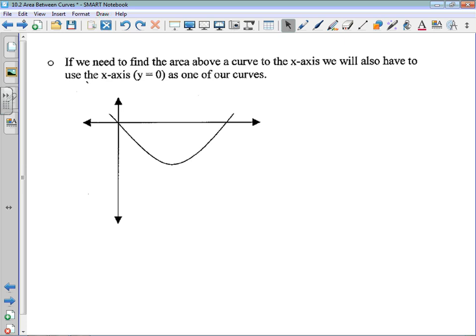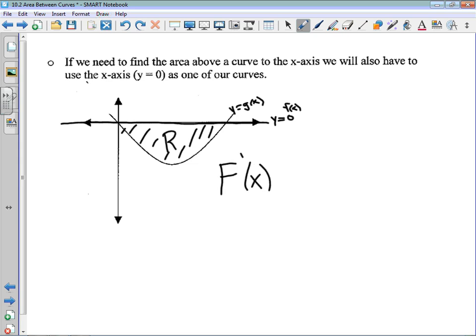When we talk about the area above a curve to the x-axis, then what we would do is use the x-axis as one of our curves. So I'm just going to label right here, and I'll actually give its function. This would be y equals 0. And I'll put maybe f of x above it, and then I'll label this guy as y equals g of x. If I wanted to find this region between the curve and the x-axis, I would use F prime of x. And I think it's really important that y equals 0, which is f of x, is still on top. So it's f of x minus g of x. And we would do that from a to b.